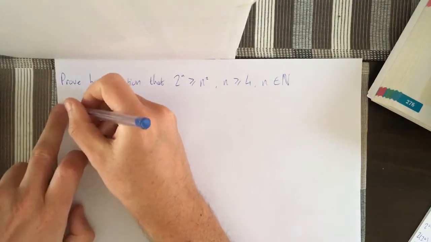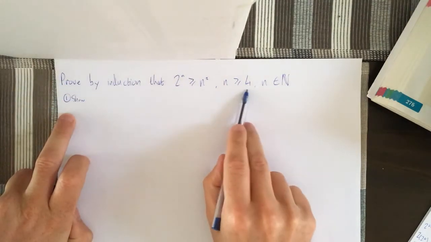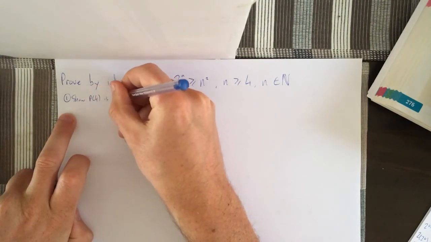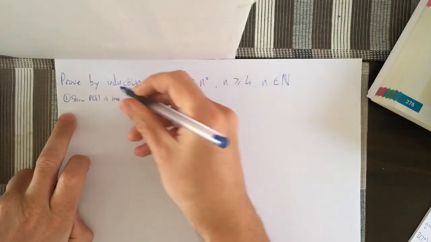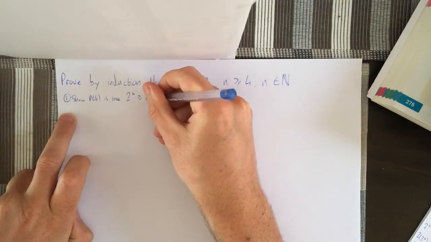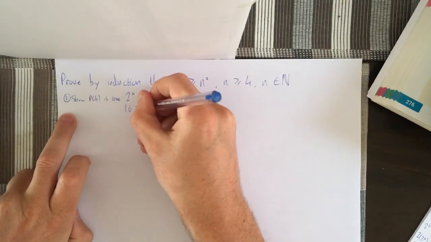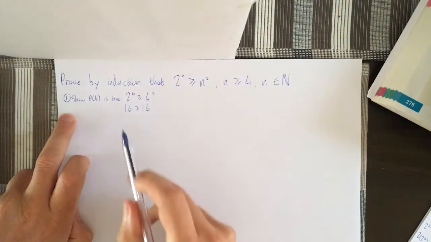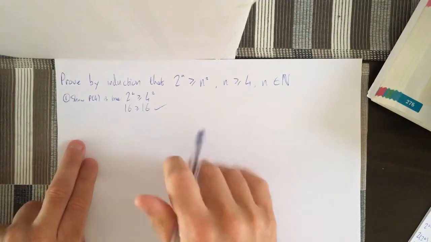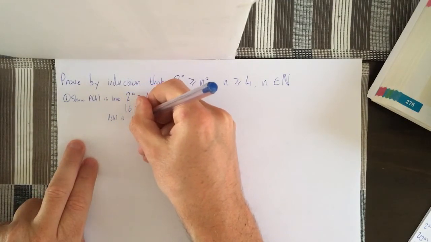Same steps as ever. First, show P4 is true, since 4 is what you're subbing in. So 2 to the power of 4 is greater than or equal to 4 squared. 2 to the power of 4 is 16, and 4 squared is 16. Because I've got the or equal to, that's true. That's important there. Therefore, P4 is true.